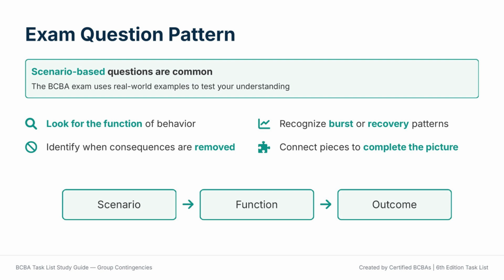On the BCBA exam, extinction is usually tested through scenario-based questions. You will need to focus on identifying the function of behavior and recognizing when consequences are removed. Understand burst or recovery patterns to connect the scenario, function, and outcome effectively. The key is to connect function, procedure, and outcome.